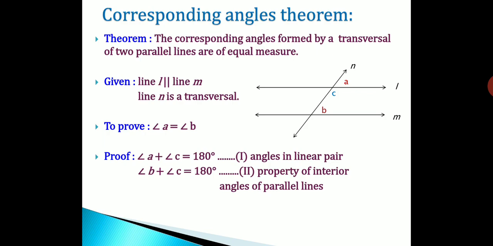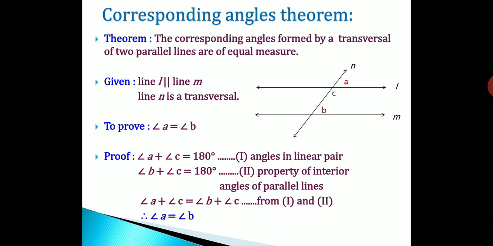If you observe the two statements, the right hand side of two statements is same, that is 180 degrees. So we can equate the left hand side. So after that we get angle A plus angle C is equal to angle B plus angle C, and the reason is from 1 and 2. Now here angle C is common on both the sides, so we can eliminate this angle. Therefore after elimination we get angle A is equal to angle B.